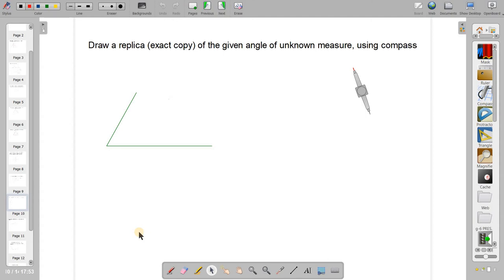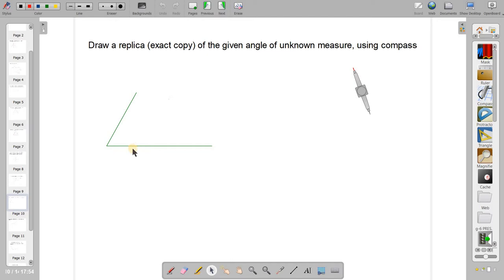Welcome students. In this session we will see constructing a replica, an exact copy, of a given angle of unknown measure using a compass. There is an angle here, as you can see. Two arms are there and there is a common vertex for the two rays. We can say arms or rays, it makes no difference, but both of them have a common initial point. So there is an angle here, and we will have to construct an exact angle at this place.